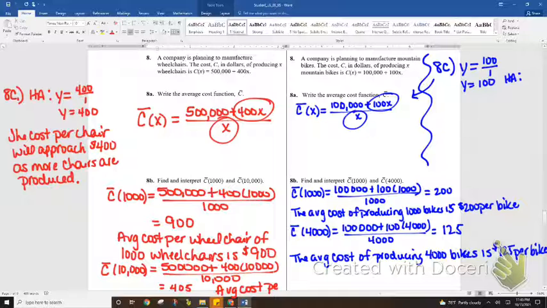Remember, that's the end behavior. That's what it's going towards. So as they produce more bikes, the cost is going to go towards $100. Let's see, how do we word the other one? The cost per chair will approach $400 as more chairs are produced. So the cost per bike will approach $100 as more bikes are produced.